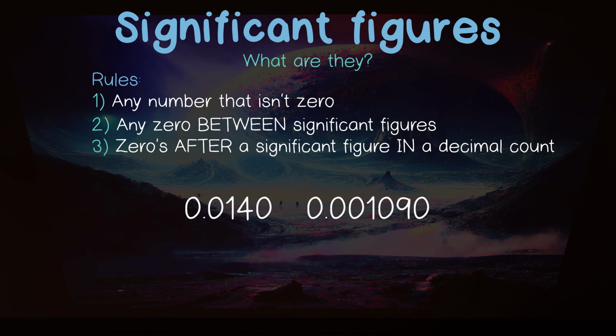So as a fast summary before we start using significant figures, any non-zero is a significant figure, any trapped zeros, significant figure, and any zeros after a significant figure in a decimal.